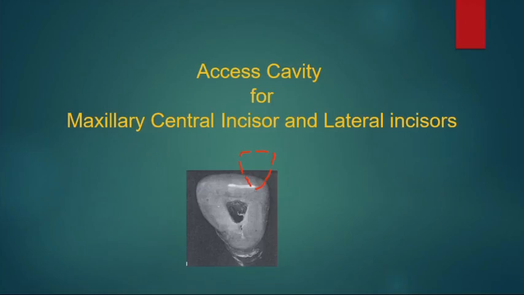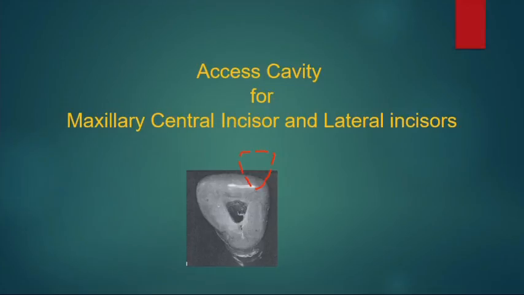Alright, now the shape of the access cavity of both maxillary central and maxillary lateral incisors will have the shape of a rounded triangle, with its base toward the incisal aspect. The width of the base will be determined by the distance between the mesial and distal pulp horns.